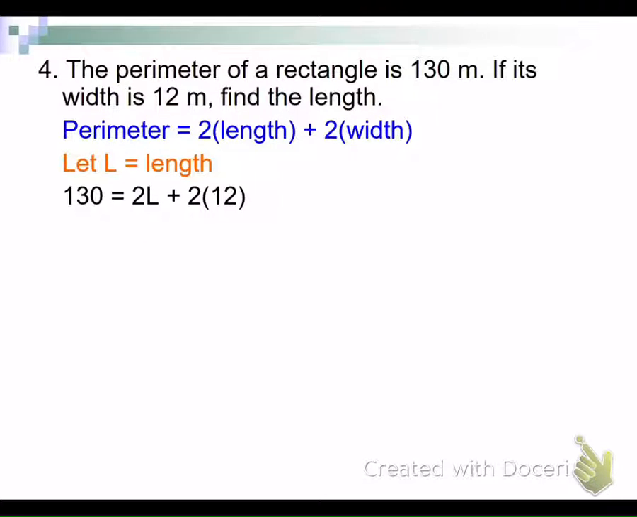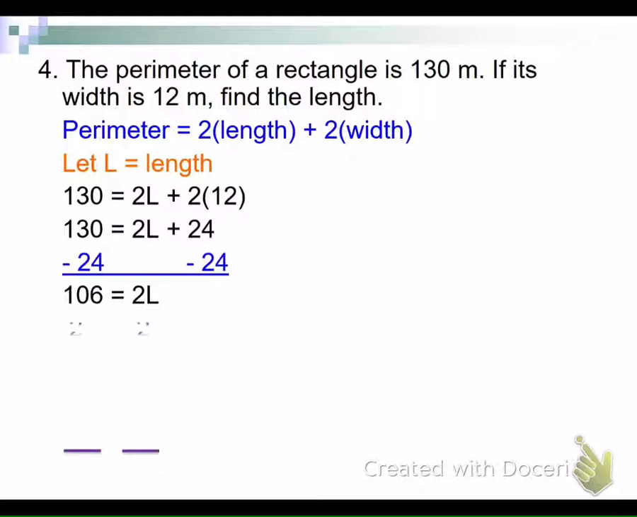How would I solve this? You would multiply the 12 by 2. Just multiply the 12 and the 2. Then what? Subtract the 24. And then divide it by 2. So I am saying the length is 53 what? Meters.